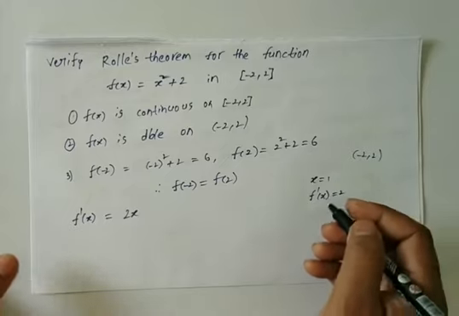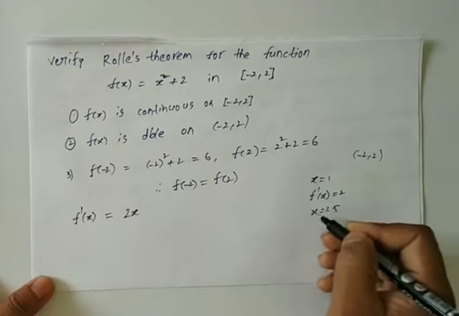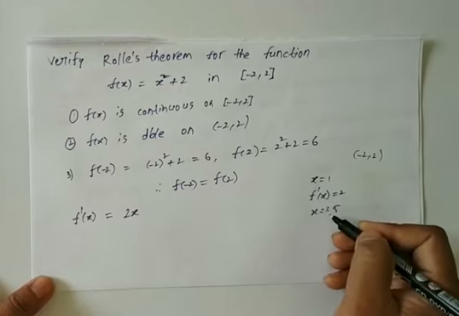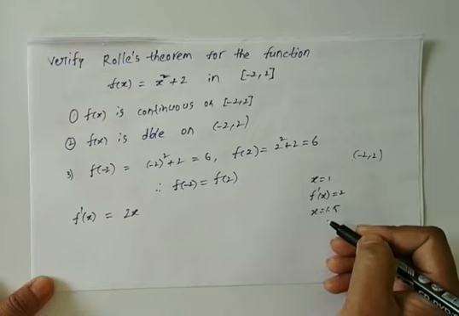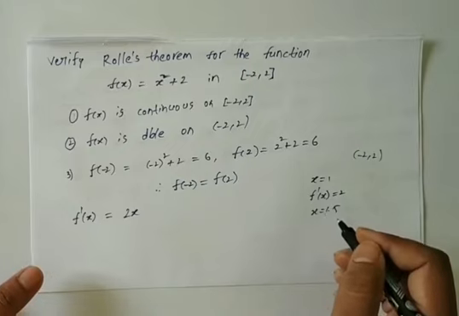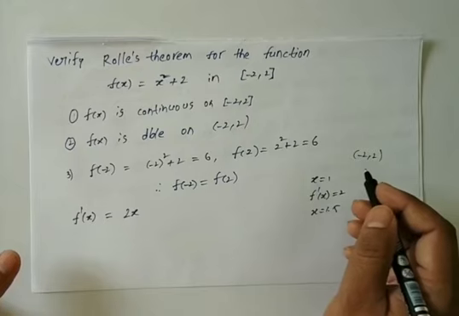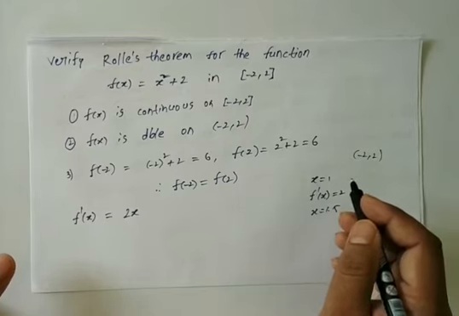Similarly, let us take x is equal to 1.5. At x is equal to 1.5, f dash of x is nothing but 2 into 1.5, which is 3. Here also f dash of x is defined. That means f dash of x exists for every x in the open interval minus 2 comma 2.